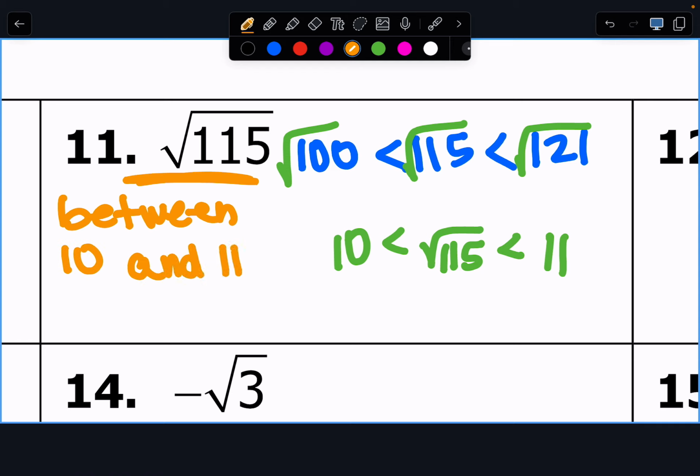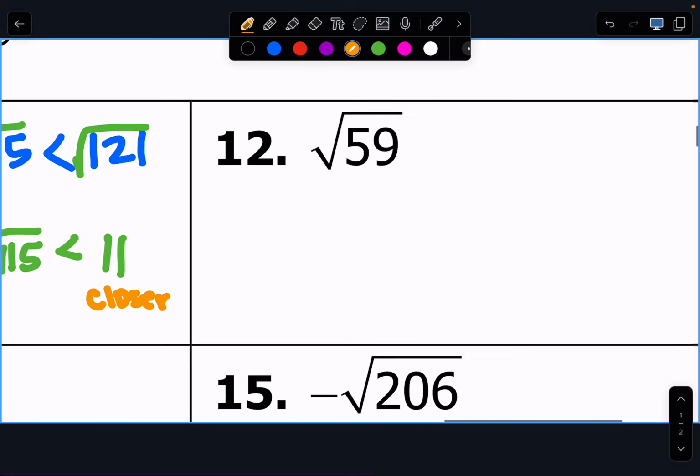Do we have to write it down? Or can we just circle like this? But you would need the inequality signs. Like these. You don't have those written down. Okay. Now, which one would it be closer to? It's going to be closer to 11 than it is to 10. Because 115 is closer to 121. Okay.